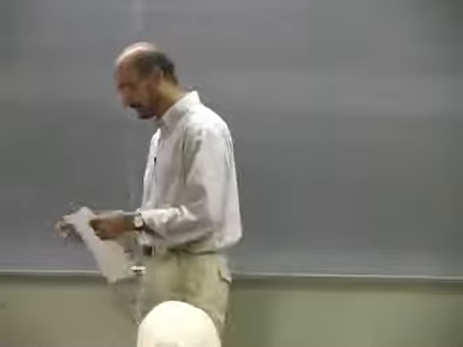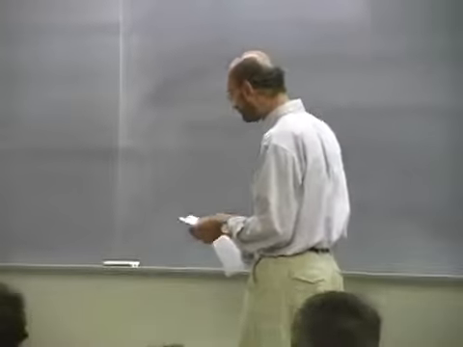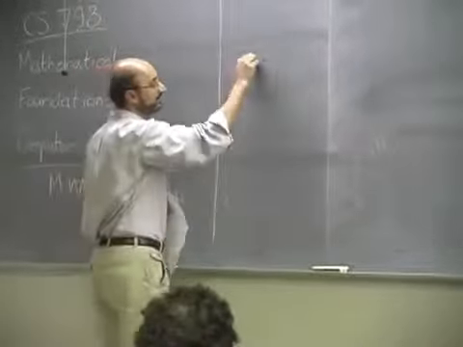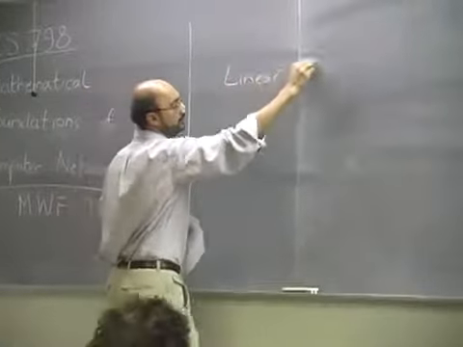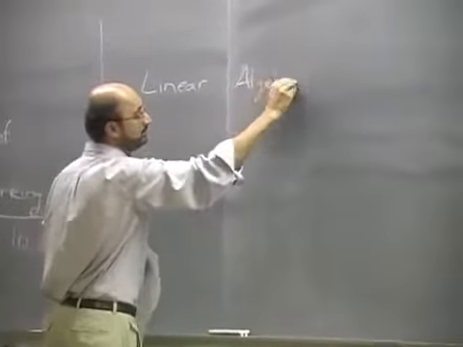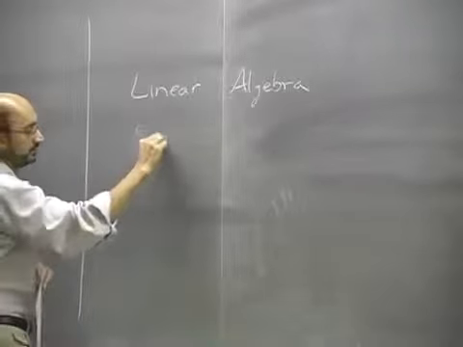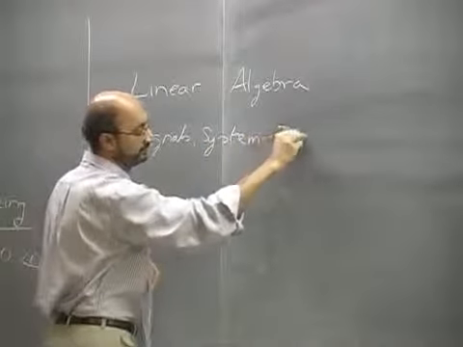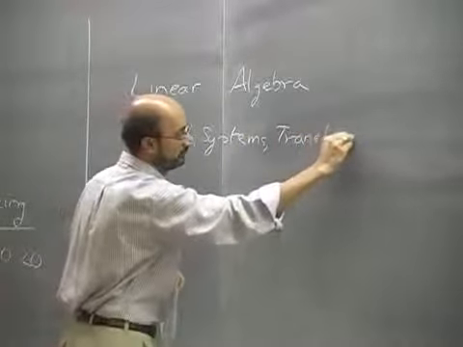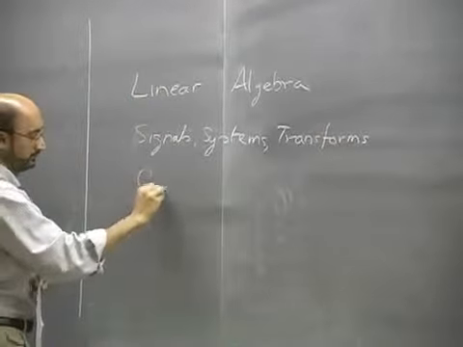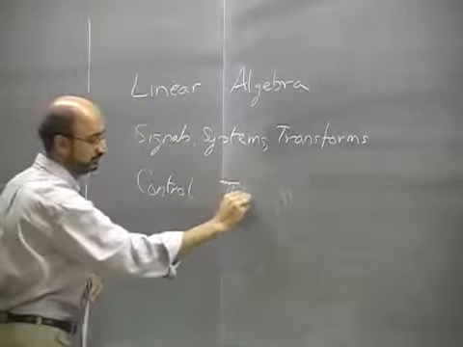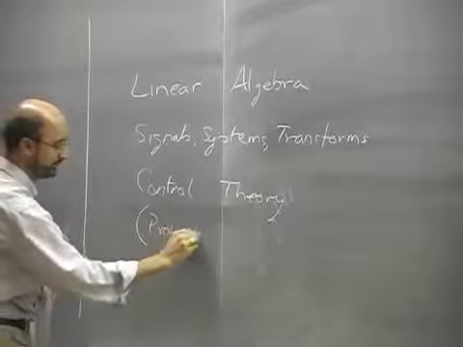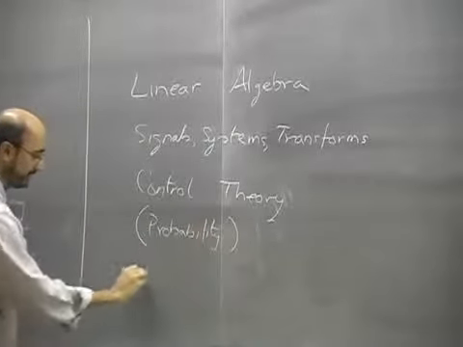Okay, so that was roughly what it is. I'm now going to briefly explain what the 4 topics are. The 4 main topics are these: linear algebra, and then signals, systems, transforms. I'm going to put probability in parentheses, because I'm not sure how much time I have for that, and then information theory.